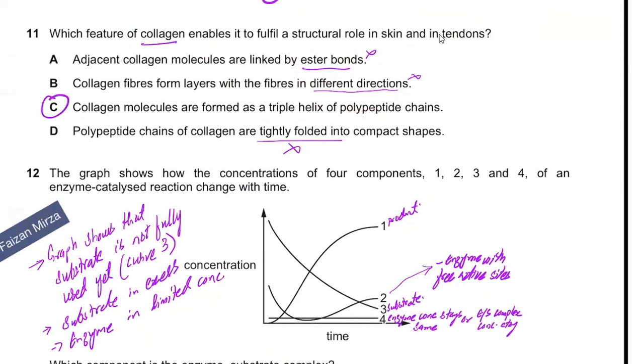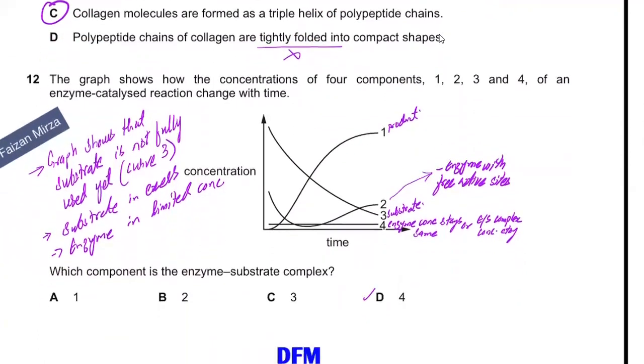Polypeptide chains of collagen are tightly folded. No, they are not tightly folded. So try to always find the mistake in the stems of the options, whichever the mistake will be, because in that case, the chances of you arriving at the right answer will be very high.